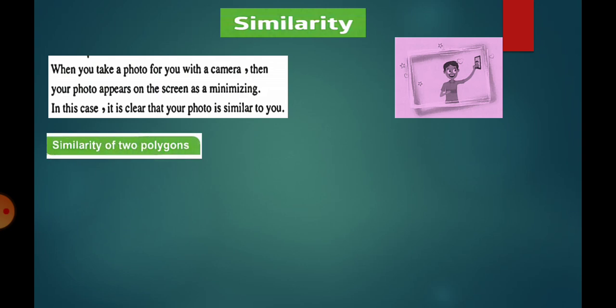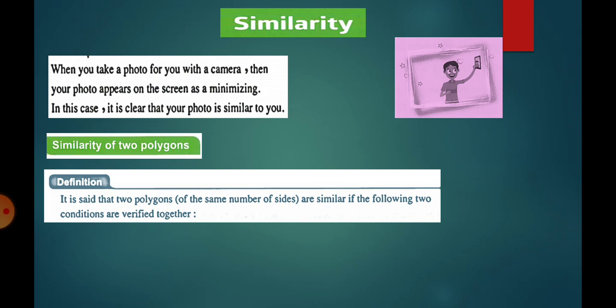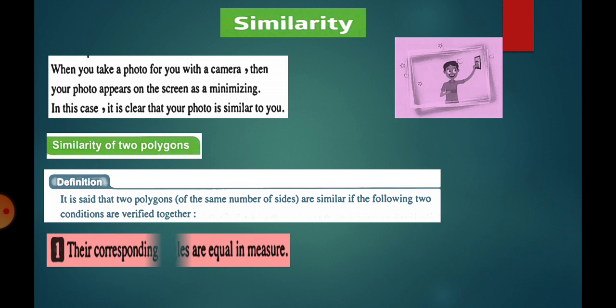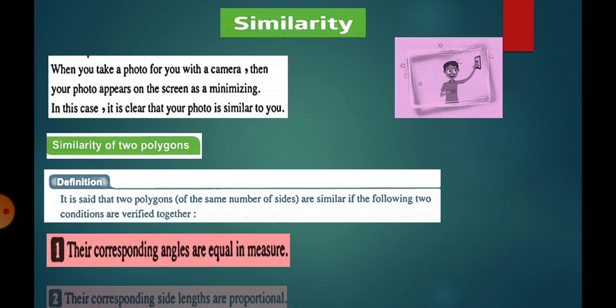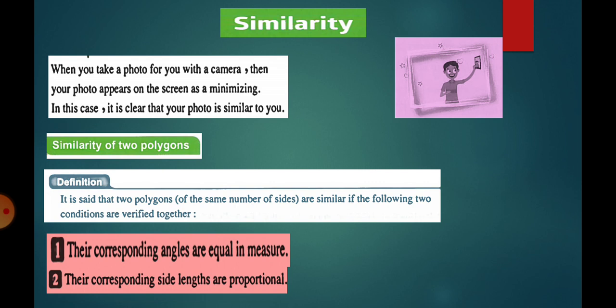The similarity of two polygons. It is said that two polygons with the same number of sides are similar if the following two conditions hold. Number one, the corresponding angles are equal in measure, and the corresponding sides are proportional. Proportional means they have the same ratio.